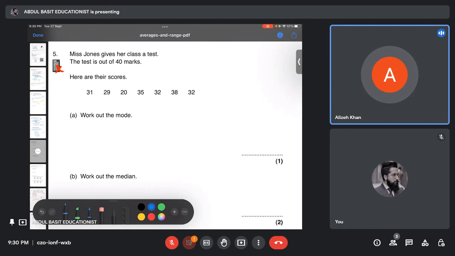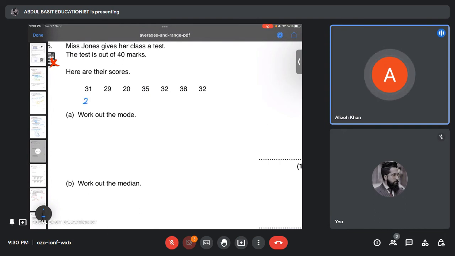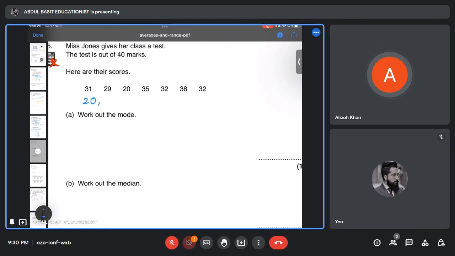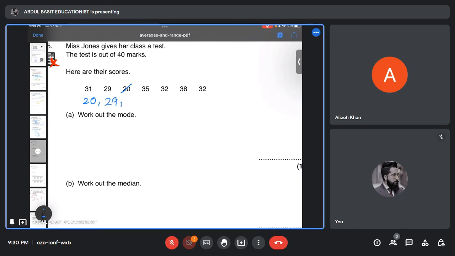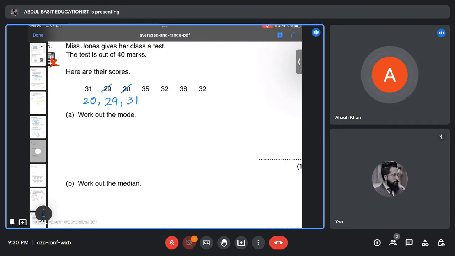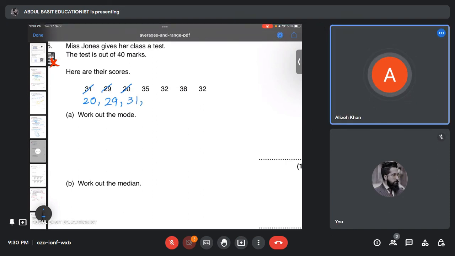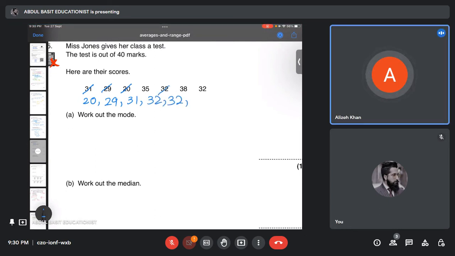Arrange them in ascending order. The first number is what? 20. Then 29, 31, then don't be in a hurry. There will be two 32s, then 35, 38.